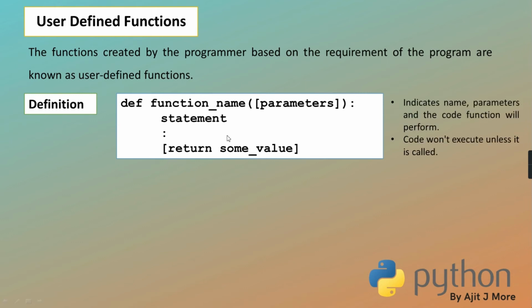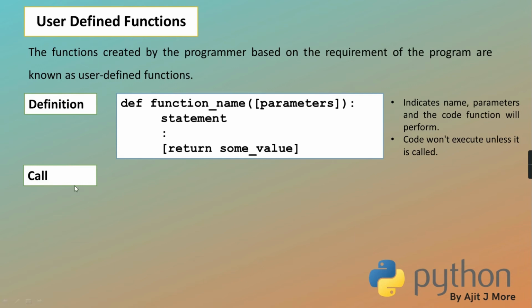Now I already told you, defining means telling the name of the function, what parameters the function is going to take, and what task the function is going to perform. Correct? But this task won't run unless and until you call it. The code won't execute unless and until it is called.